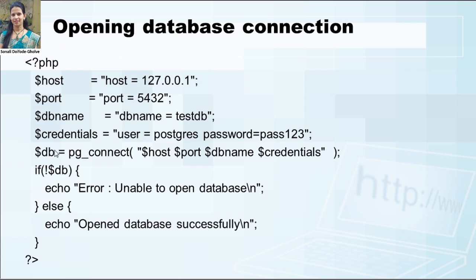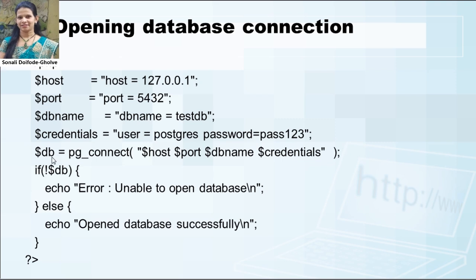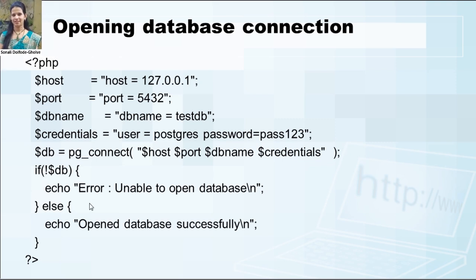Store it in the DB variable. If not DB, then echo error: unable to open database. If there is some error, then this is the error. Else, print open database successfully.